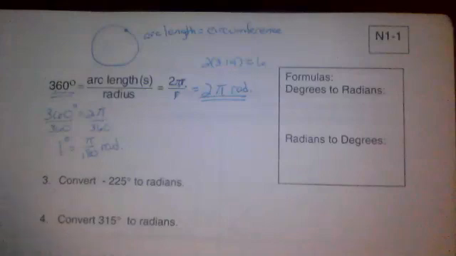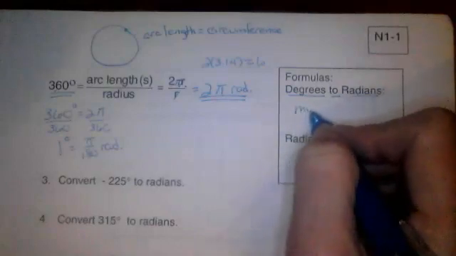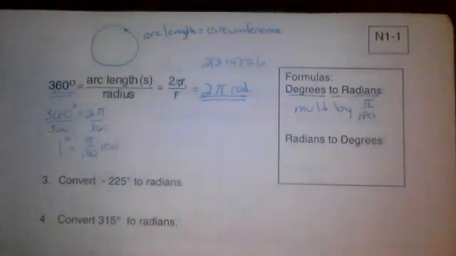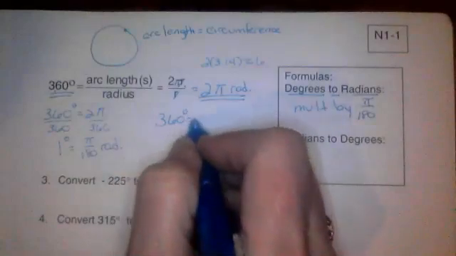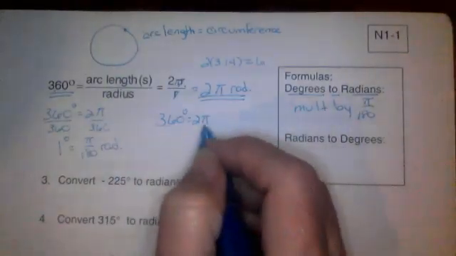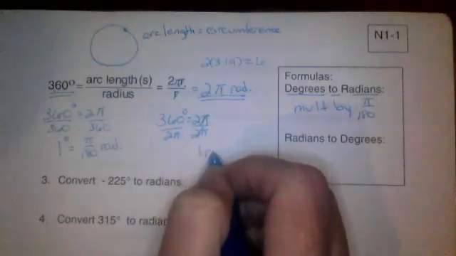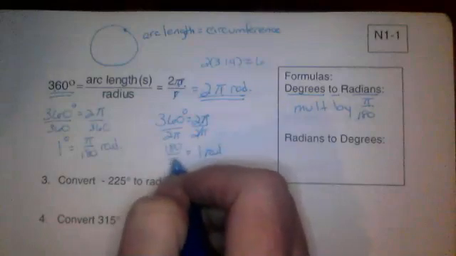So for every degree, I would multiply by pi over 180, and it would convert it to radians. So whenever we want to go from degrees to radians, we're going to multiply by pi over 180. And with that same ratio, 360 degrees is equal to 2 pi. If I wanted to convert from radians to degrees, I divide by 2 pi. So 1 radian would equal 360 over 2 pi, which is 180 over pi degrees.